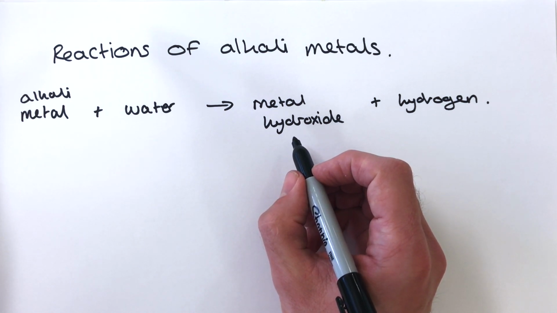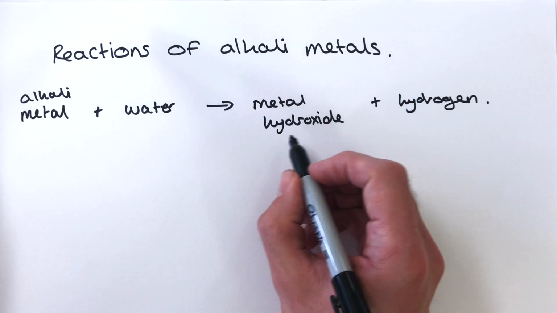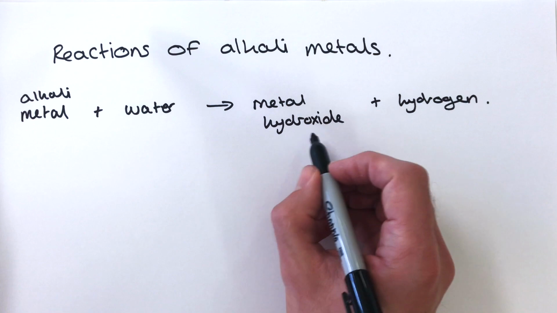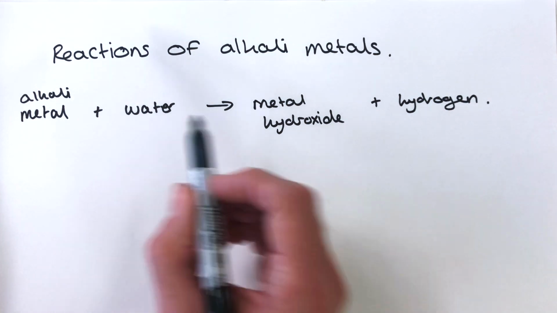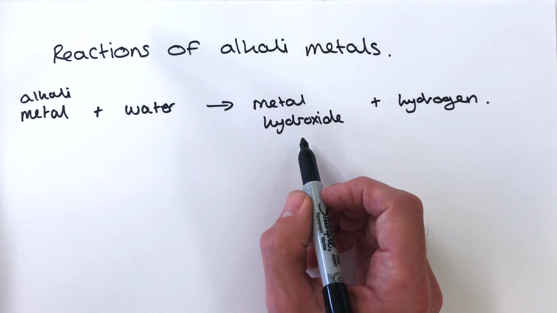So if we added a bit of universal indicator into it, we'd see a purpley blue colour for the solution as we produced a metal hydroxide, which is an alkaline. And this is why they're called alkali metals in the first place, because when you react them with water, they produce metal hydroxides. So they make an alkaline solution.